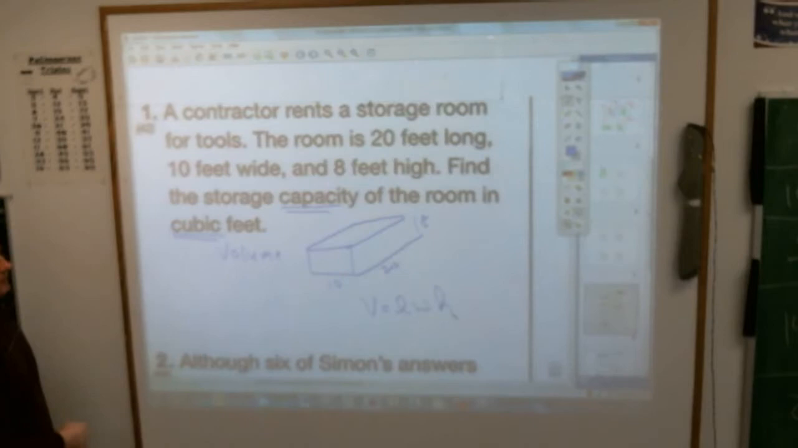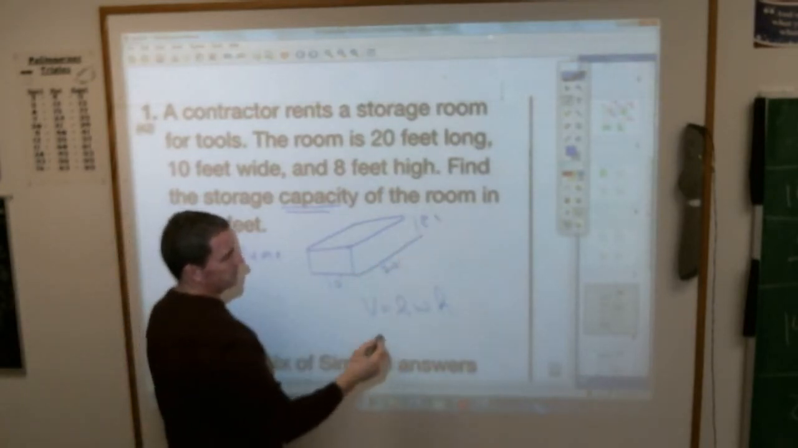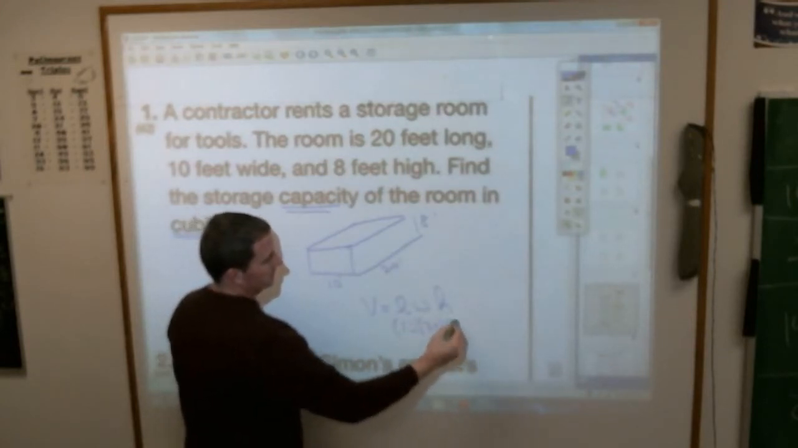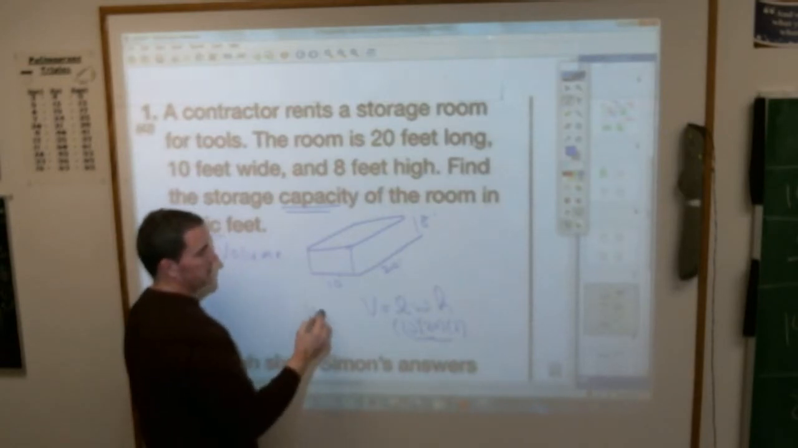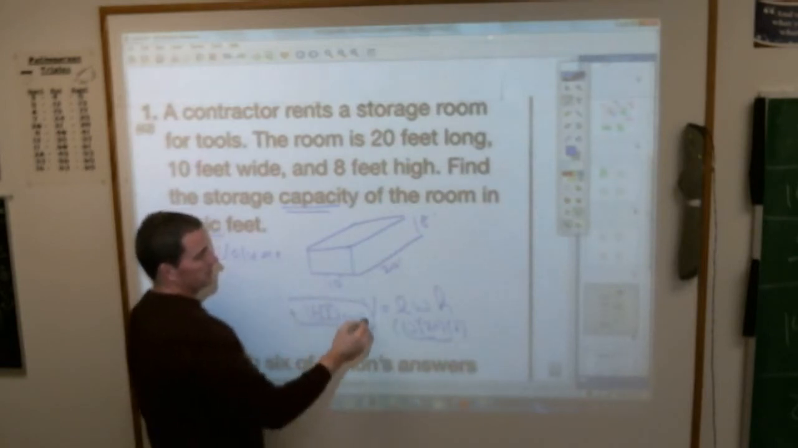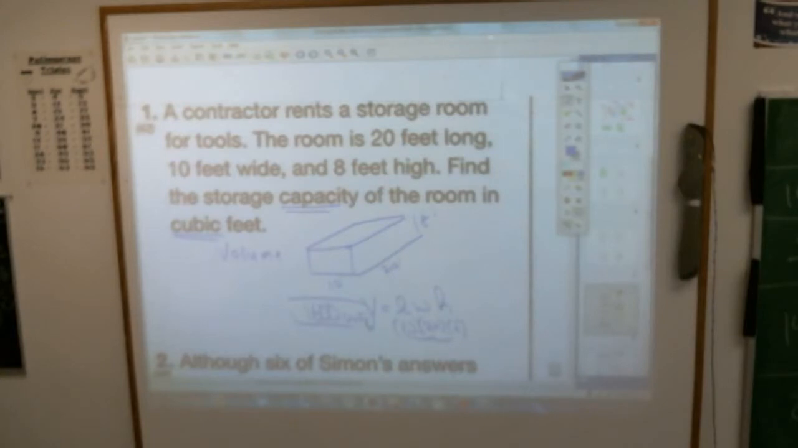Make sure that they give you the dimensions in feet, they ask for their answer in feet, so you're just going to multiply 10 times 20 times 8. 200 times 8 is 1,600 cubic feet. I'm guessing tomorrow's will be just that simple. It'll probably be the same ordeal, just a little rectangular prism.